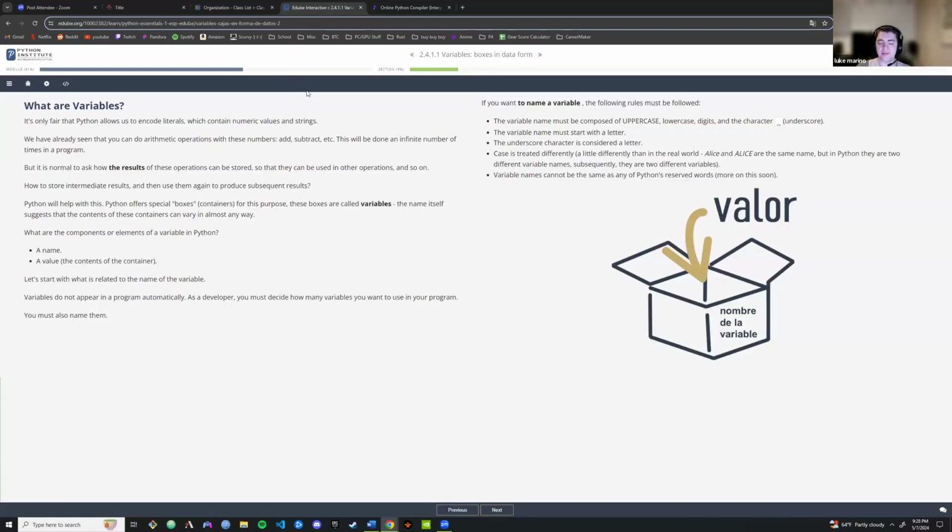Case, such as uppercase and lowercase, is treated a little bit differently than in real life. Alice and alice are the same in real life, but in Python they are two different variable names because of their cases.